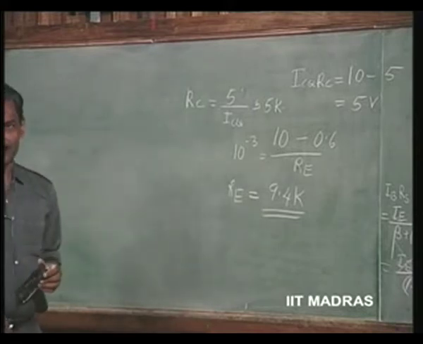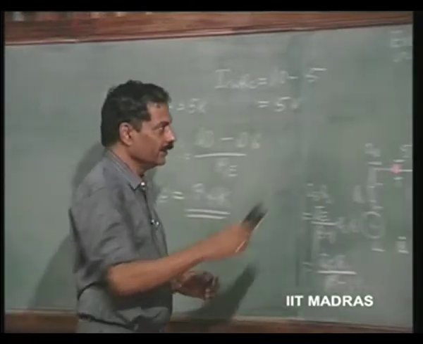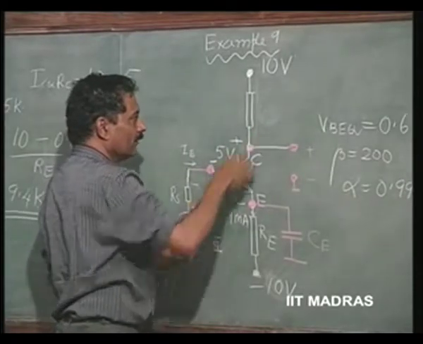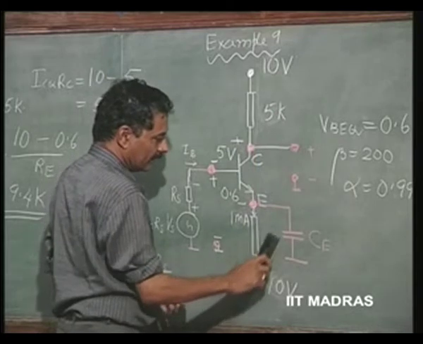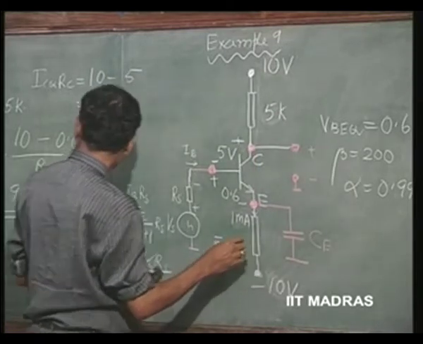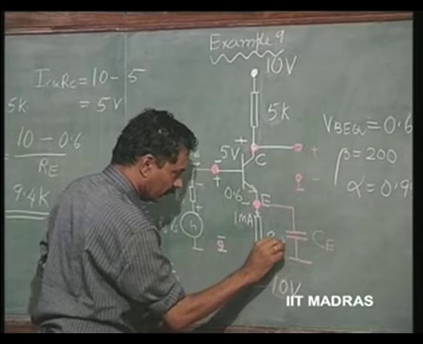Is this clear? So, we have RC also fixed now as 5 kilo ohms and RE is fixed as how much? 9.4 kilo ohms.